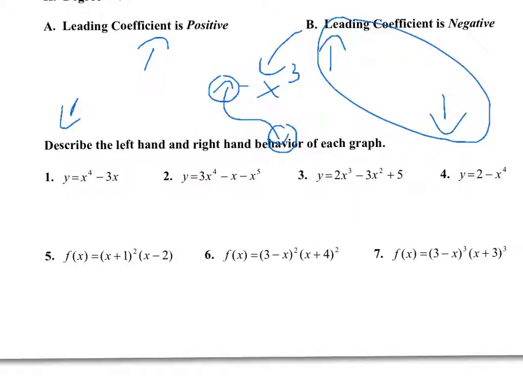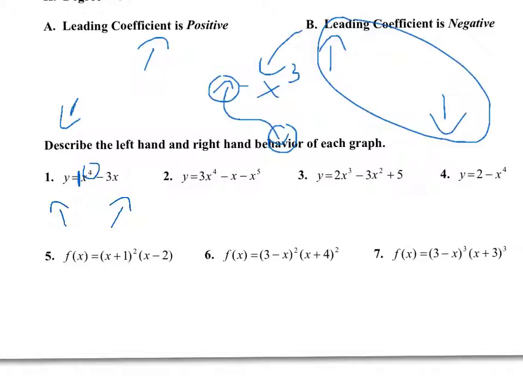All right, the first one there. We have y equals x to the 4th minus 3x. The degree here, or the highest exponent, is 4. So they either both go up or both go down. The leading coefficient for x to the fourth is 1. Since it's positive, it's just like your parabola. They both go up. It's as easy as that.